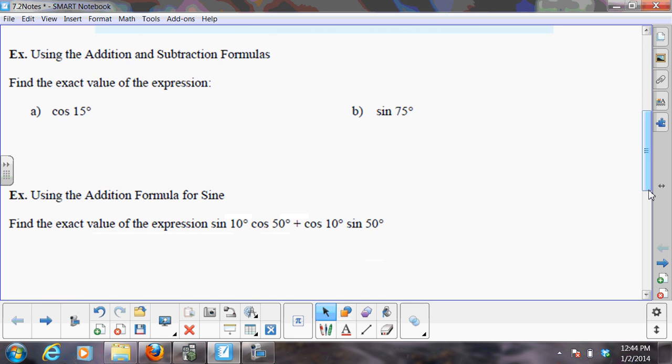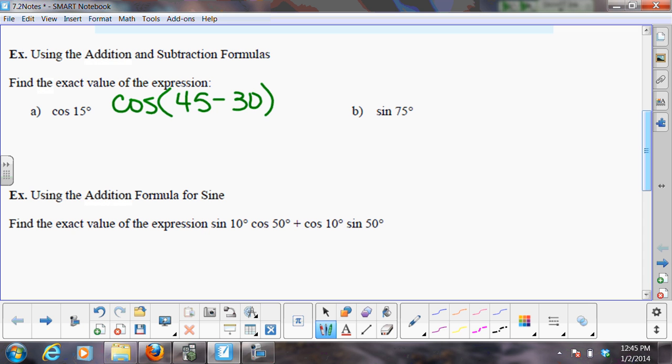So if we come down here and we want to find the exact values of this expression, which means you cannot type it in a calculator, you actually have to use these addition and subtraction formulas. If I'm looking at cosine 15, I want to think of two numbers that I know exact values for, like 30, 45, 60, 90, 0, and so on. Two of those values where I can get 15, either adding or subtracting. I know 45 minus 30 is 15, so I'll use that one.